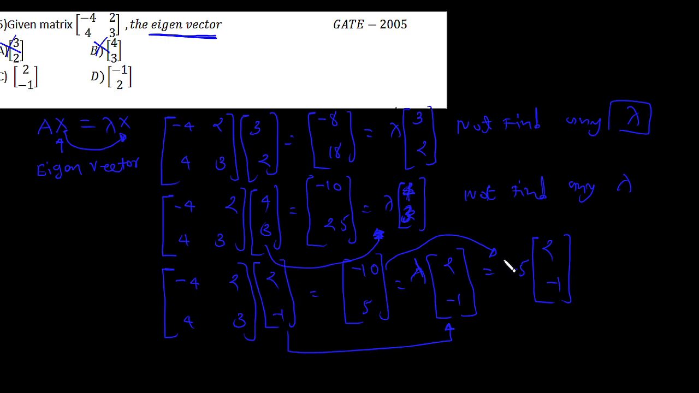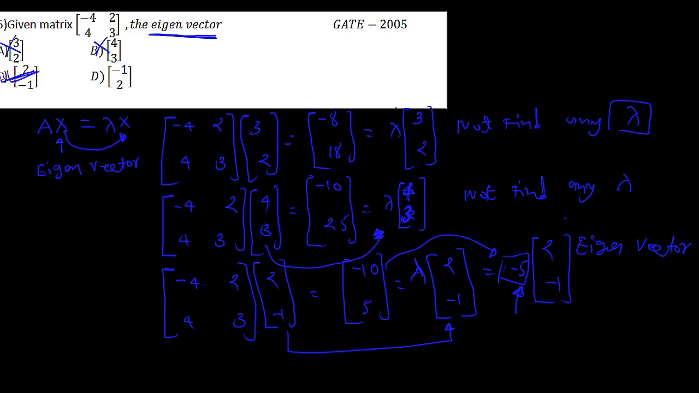So you can say that this is our eigenvector corresponding to eigenvalue 5. Okay, sorry, minus 5. It's minus 5 that represents the eigenvalue corresponding to these vectors. So we can say option C is the correct answer.